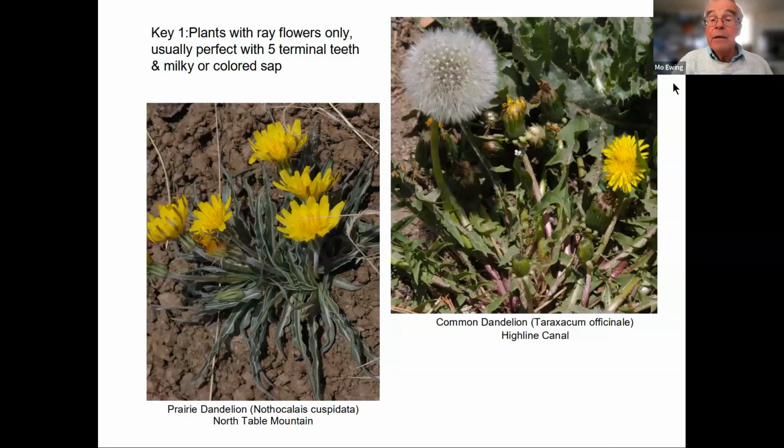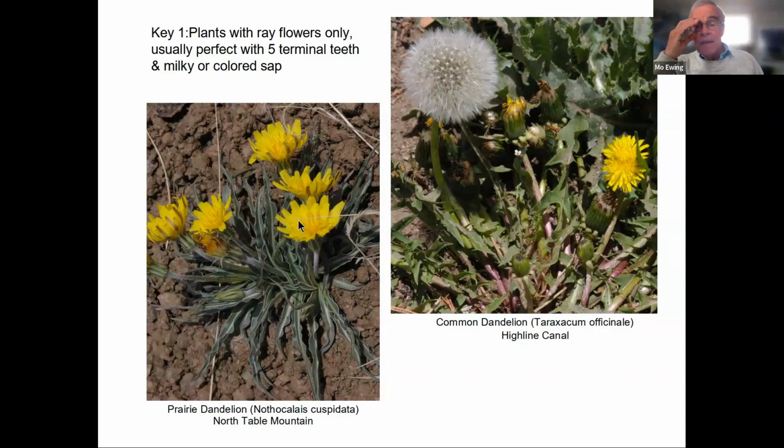And our common dandelion falls into this group. They're only ray flowers, and I'm sure that you've broken it off and seen the milky sap. And then this is called the prairie false dandelion, Nothocalais cuspidata. And you can see it's only ray flowers.